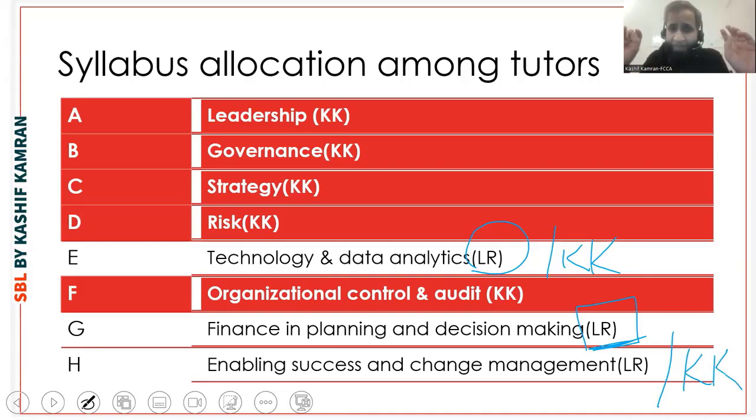So 5 syllabus areas, A, B, C, D, F, belong to me, Kashif Kamran. But I will also be having some intervention in E, and some intervention in H, though the majority will be taken by Luqman Rafiq. Syllabus area G will purely be taken by Luqman Rafiq. So the percentage of weightage probably would be 75% belonging to Kashif Kamran and 25% belonging to Luqman Rafiq in terms of the whole syllabus.